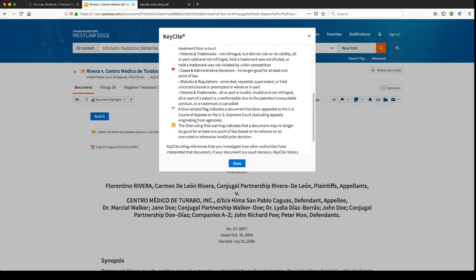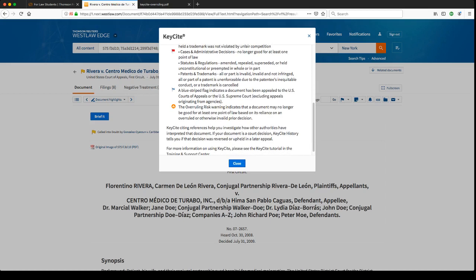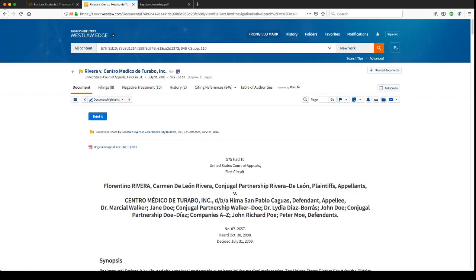Sometimes you're going to encounter on the federal level a case that has a blue stripe. Blue stripe simply means your case has been appealed up to the U.S. Court of Appeals or the U.S. Supreme Court. And finally, and this is one where no other citator on the market can do this for you, an orange overrule risk symbol is letting you know that your case has been indirectly overruled. We'll talk about that last, but just wanted to focus on this case at hand, Rivera.